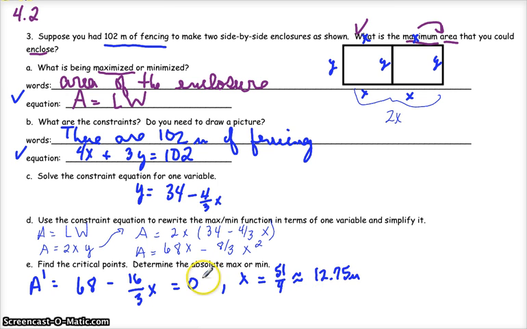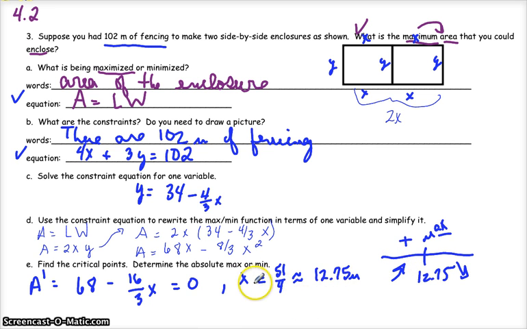All right, remember that we are maximizing, so let's make sure that this point is a maximum. So 12.75. I'll plug 0 into the first derivative. If I plug 0 in here, I get 68 minus 0, which is positive. And if I plug 100 into the right-hand side, I get 1600 divided by 3, so 68 minus that gives me a negative. So the function is increasing and then decreasing, therefore I do have a maximum.